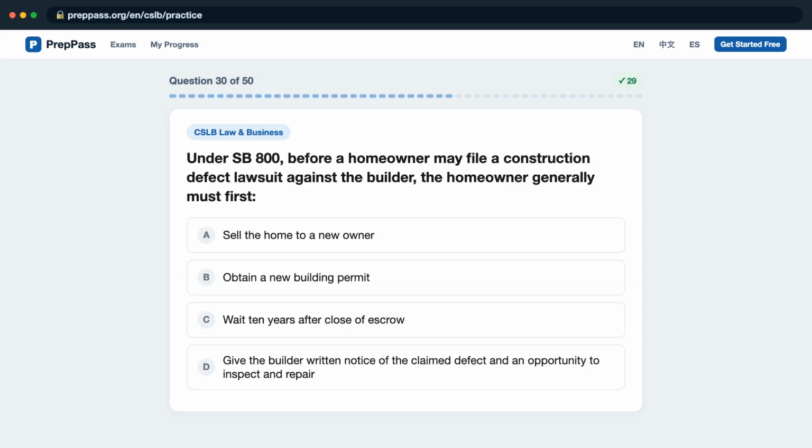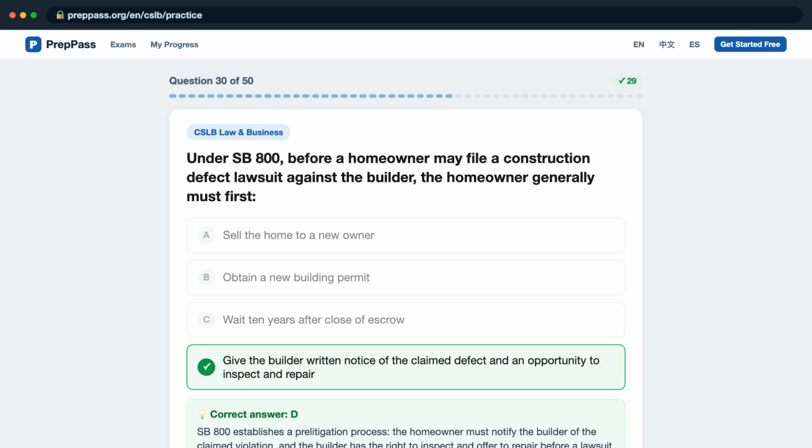Question 30. Under SB 800, before a homeowner may file a construction defect lawsuit against the builder, the homeowner generally must first: A. Sell the home to a new owner? B. Obtain a new building permit? C. Wait 10 years after close of escrow? D. Give the builder written notice of the claimed defect and an opportunity to inspect and repair? The correct answer is D.